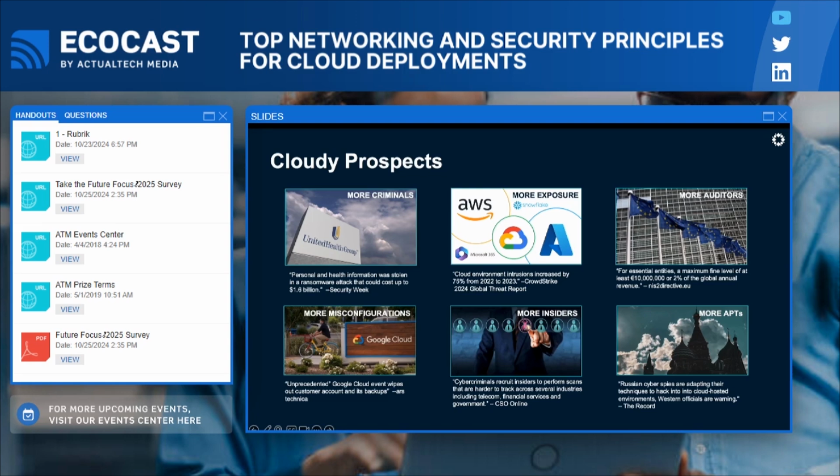And then finally, I would say there are more and more nation states and APTs active as well. An interesting one I saw a couple of weeks ago was this joint statement from the NSA and the Five Eyes, saying that Russian cyber spies are also adapting their techniques, going from on-prem targets to more and more cloud-hosted environments. Again, that's where the chances of success are highest, unfortunately. So how do we address this?